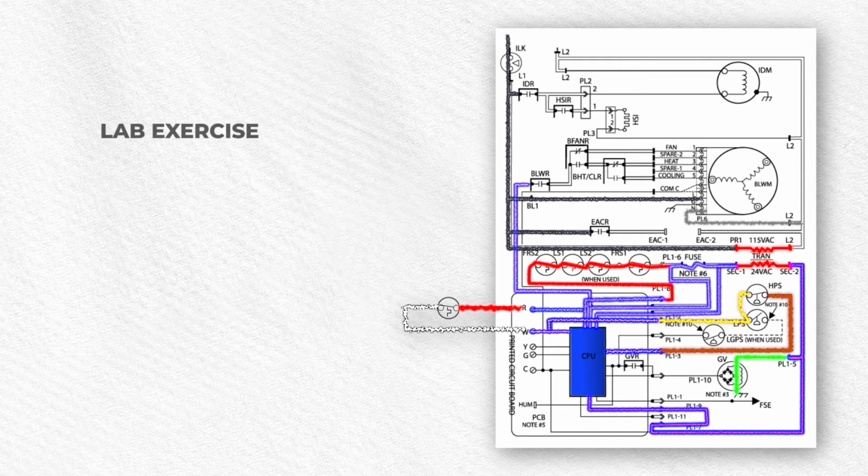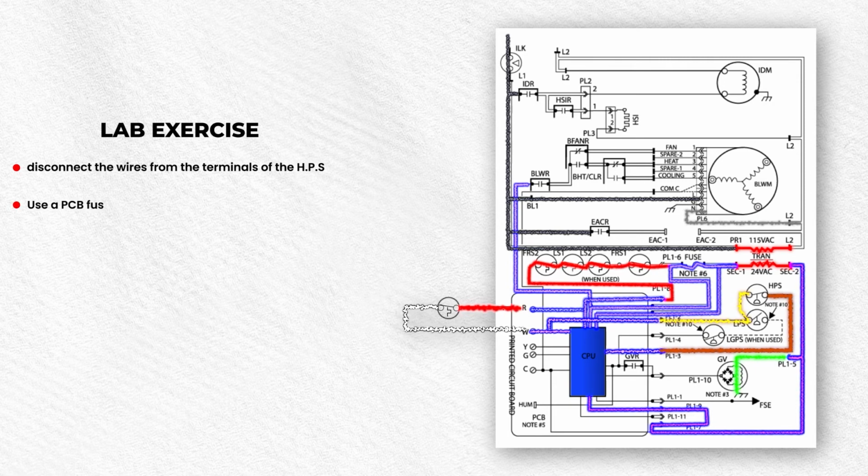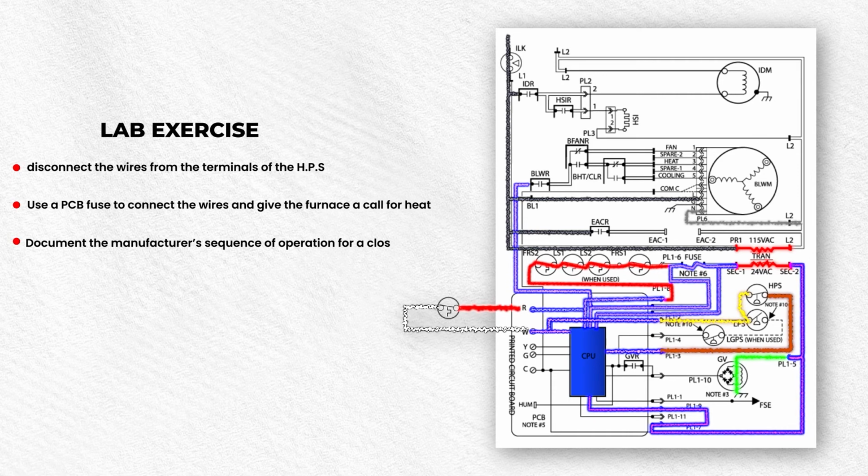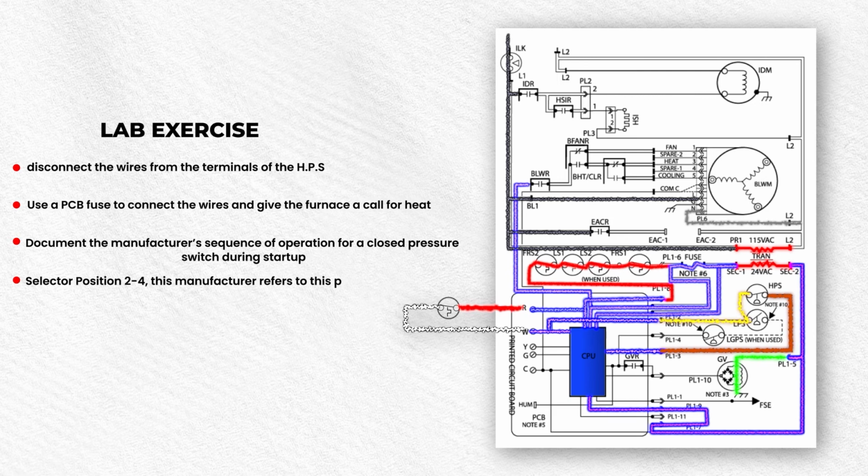Lab exercise. On a de-energized furnace, disconnect the wires from the terminals of the HPS. Use a PCB fuse to connect the wires and give the furnace a call for heat. Document the manufacturer's sequence of operation for a closed pressure switch during startup. Note that in selector position 2 to 4, this manufacturer refers to this pressure switch as the housing pressure switch.